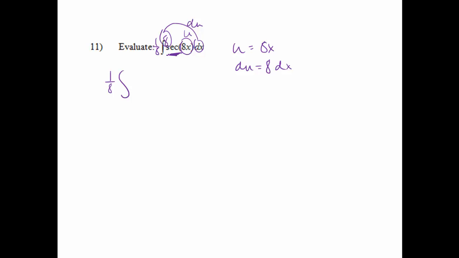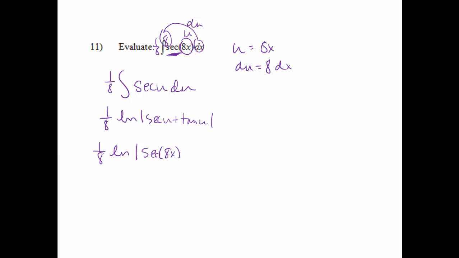Notice we have not done anything with secant yet, so secant is still in my problem. So this will be secant u du. And hopefully for this problem you know your trig integrals, because I do, so I'll be able to finish the problem. So I'm going to have 1/8. The integral of secant u is natural log of secant u plus tangent u. And now I'll just replace my u's in there. So I'm going to have secant 8x plus tangent 8x plus c.